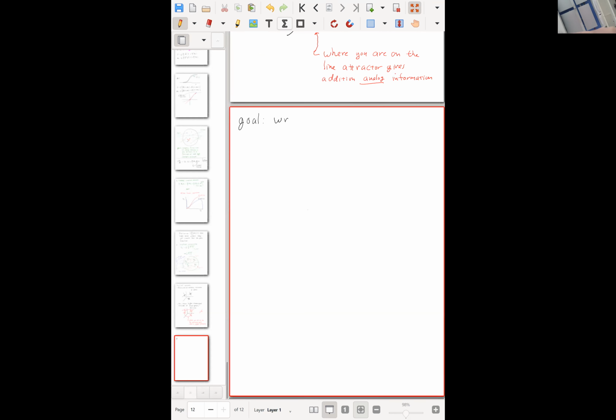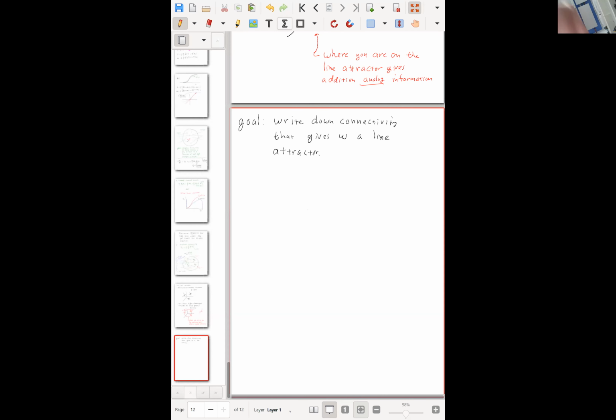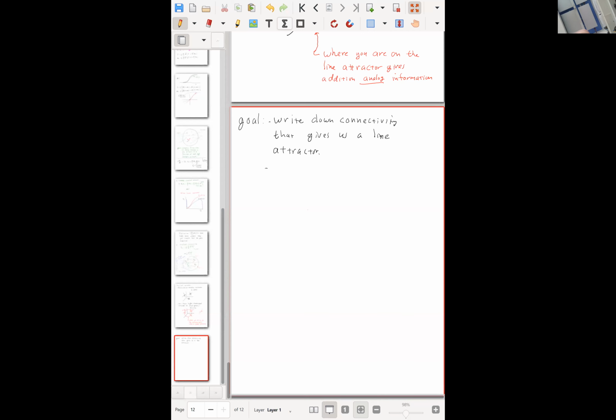is to write down connectivity that gives us a line attractor, and then we're going to analyze it a little bit. So we kind of want to get some deep understanding of what goes on.